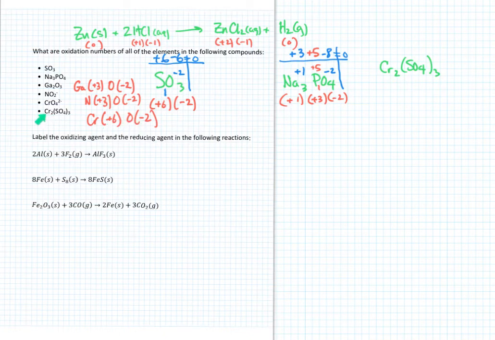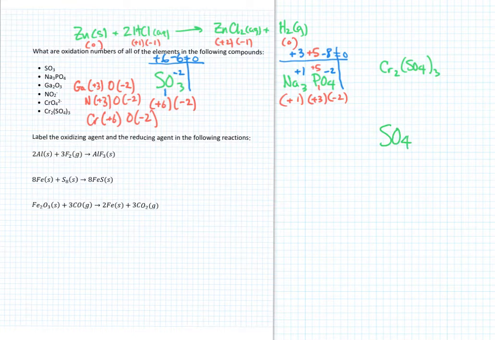And let's take a look at this last one, chromium sulfate. So one thing we notice is it is a sulfate anion. So you could just figure out the charges or the oxidation numbers on the sulfate anion. So I'm going to show you 2 ways we could do this.